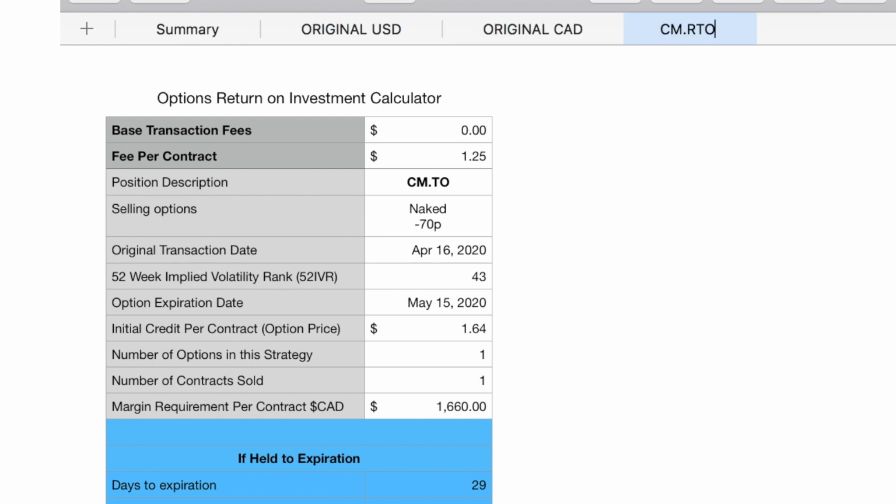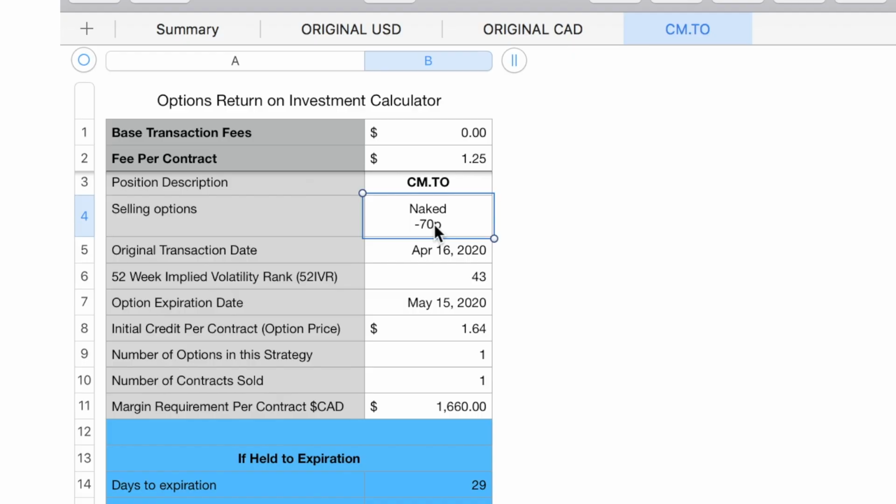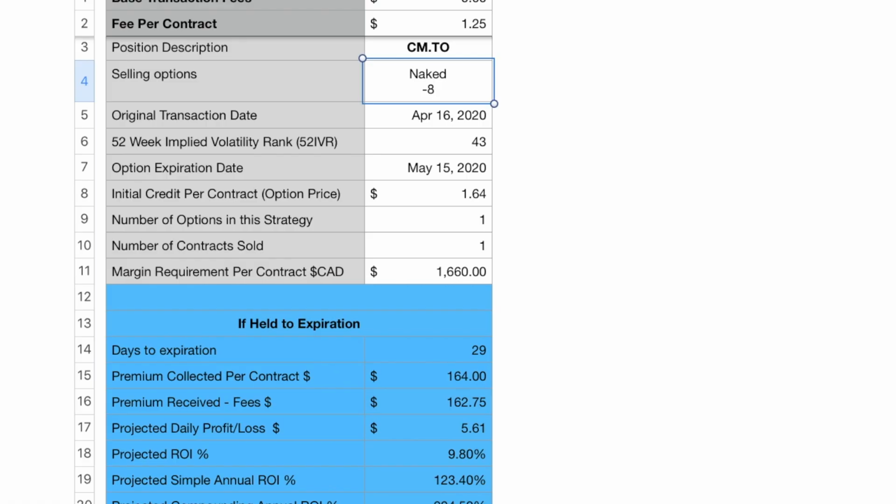Today I'm looking at CM on the Toronto Stock Exchange. So I'm gonna put that there. And then I would just fill this out in position description CM.TO. What am I gonna sell? I'm gonna sell a naked put because I'm using this as a strategy instead of buying stock. So today we're gonna look at the 78 put. I'll show you how I get there, but that's what I'm gonna sell today.